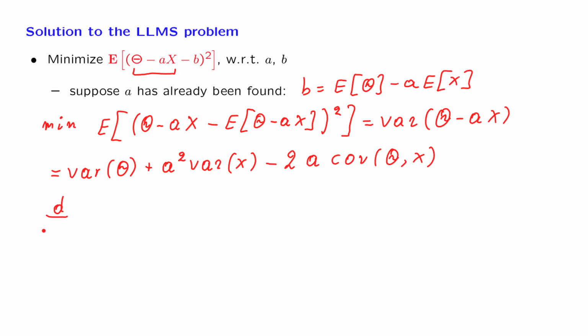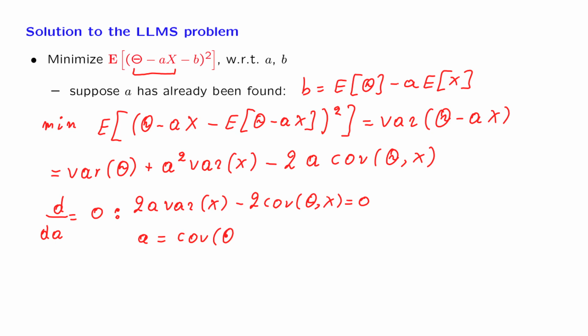And to do this optimization, we just set the derivative with respect to a to 0, and that's going to give us 2a times the variance of x minus twice the covariance of theta with x equal to 0, from which it follows that a should be equal to the covariance of theta with x divided by the variance of x. So we have found what a should be. Once we know what a is, we know what b should be equal to, so we have solved the problem.